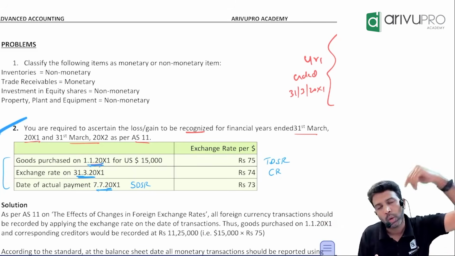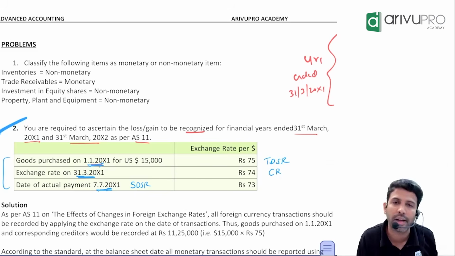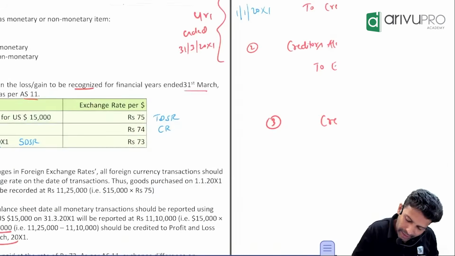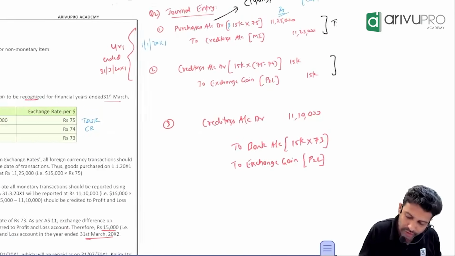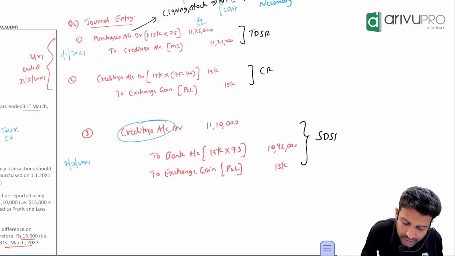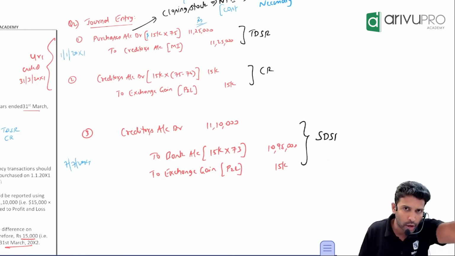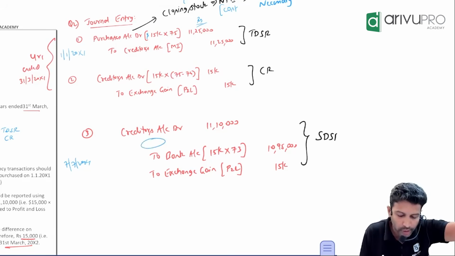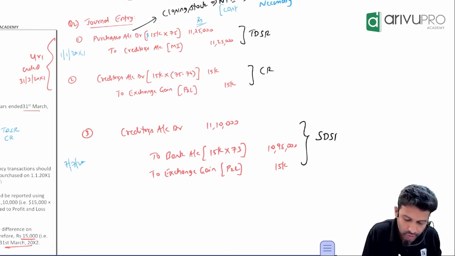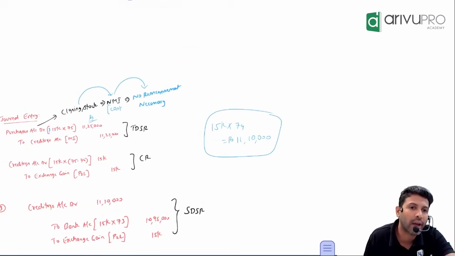Correct? What is the journal entry for creditors paid? Creditors account debit to bank. So on 7th July 20x1, first pass the entry: creditors account debit to bank. The amount we'll see later. Whenever you are passing AS 11 entries, leave one line gap, because it could be a forex loss or a forex gain, so that you can accommodate it. Now check how much balance your creditors account has.